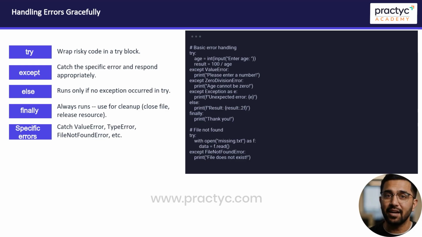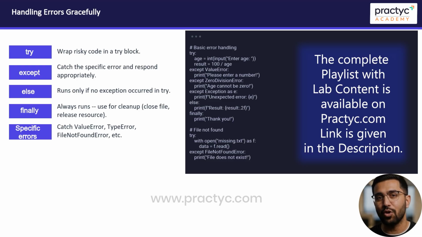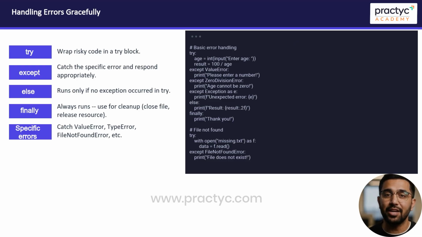In error handling, use a try block to wrap risky code. Catch specific errors like ValueError or FileNotFoundError with except. The else block runs if no exceptions occur, while finally always executes for cleanup. For example, handle input errors or missing files gracefully to ensure robust code execution.